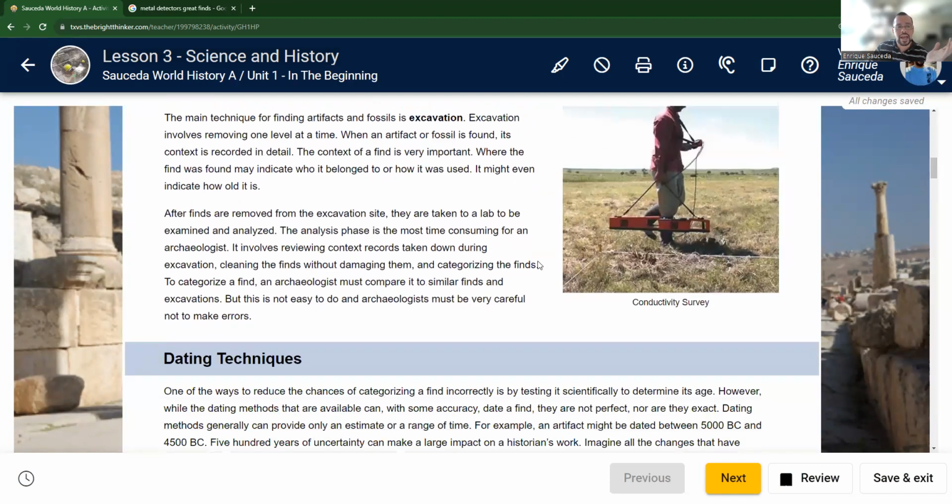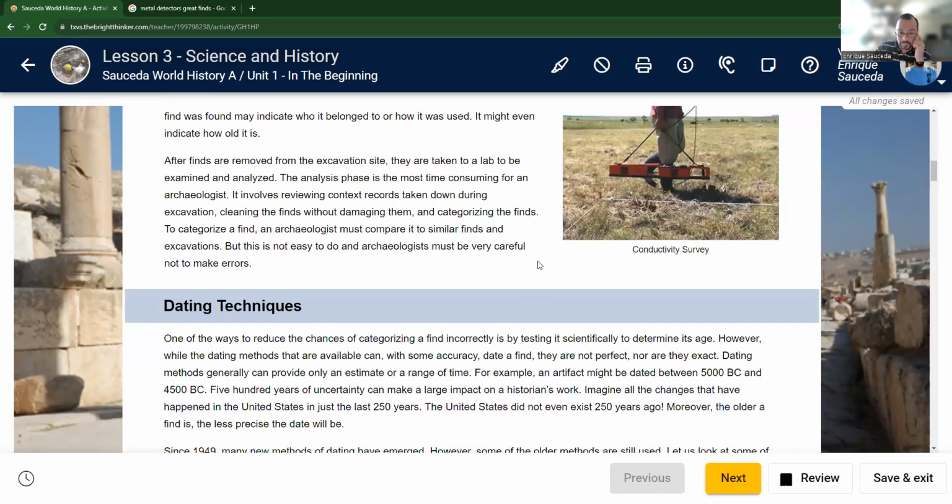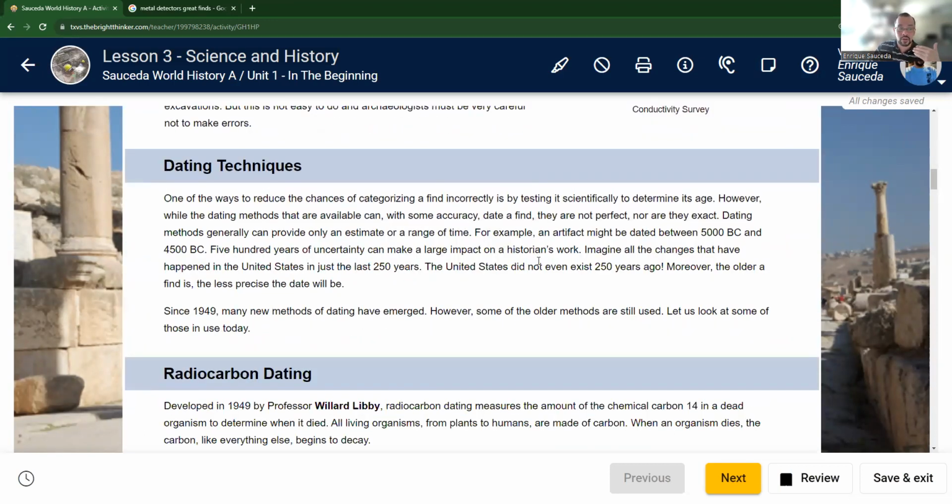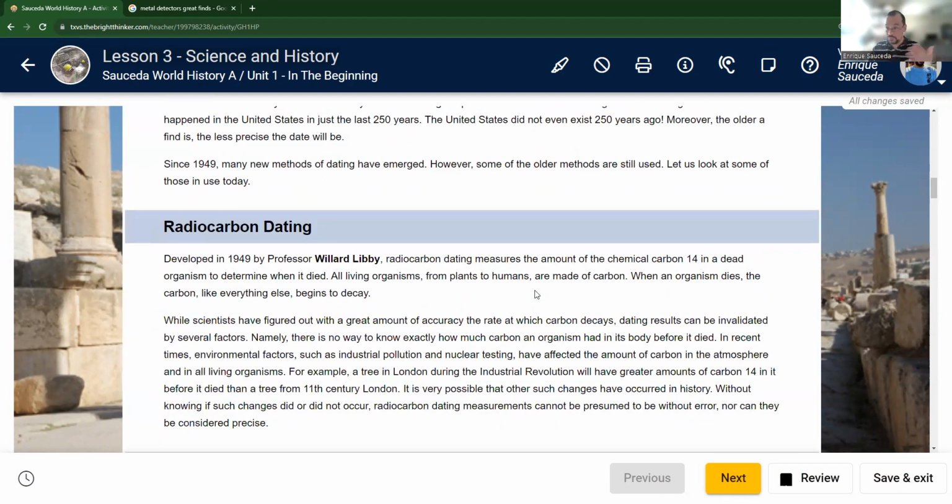Now, when it comes to excavating things, there's many ways to scientifically prove when these items are from. One of the ways is by testing it to determine its age. For example, an artifact might be dated to between 5000 BC and 4500 BC, because we're not really sure. It's not like I can test this highlighter and it tells us it was made in 2020. It's not going to tell us that, but we can guesstimate when it was. Since 1949, we have new ways.